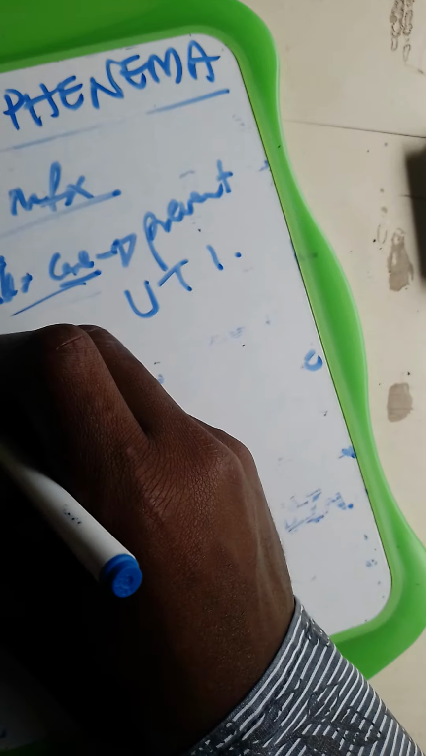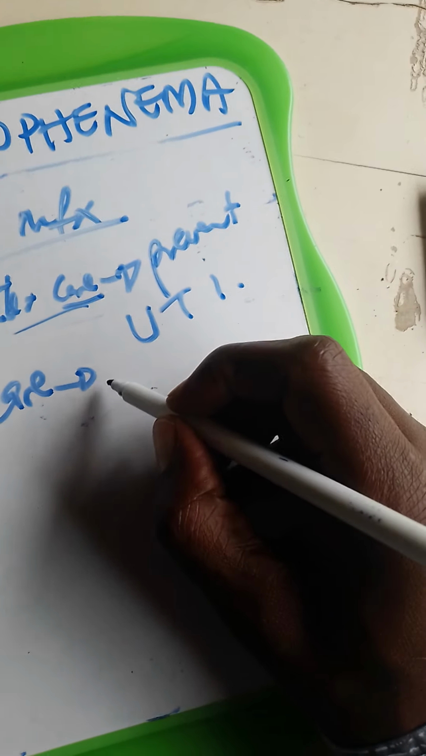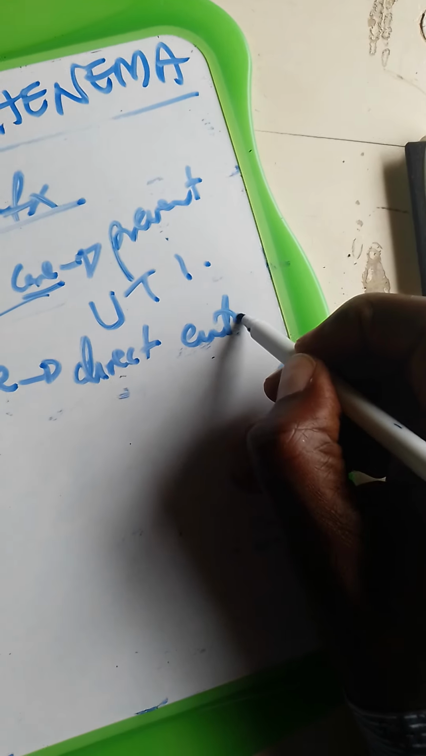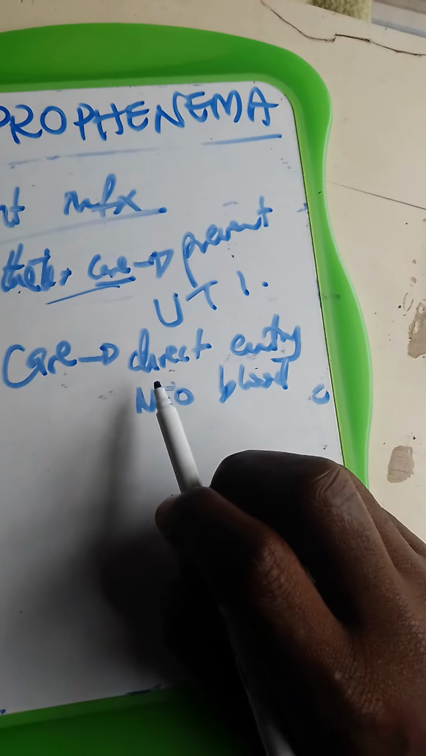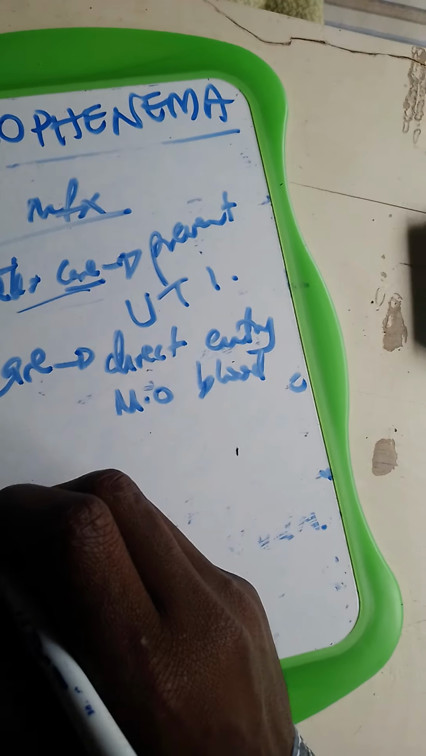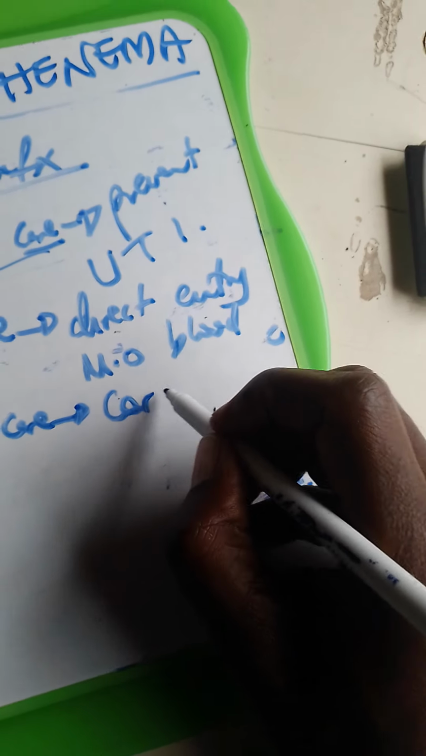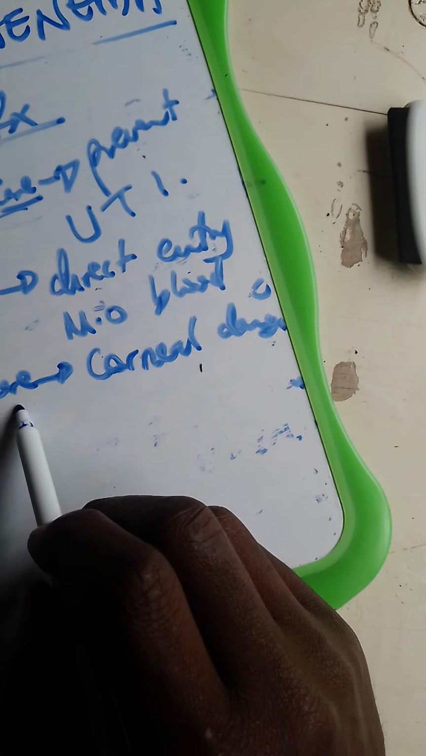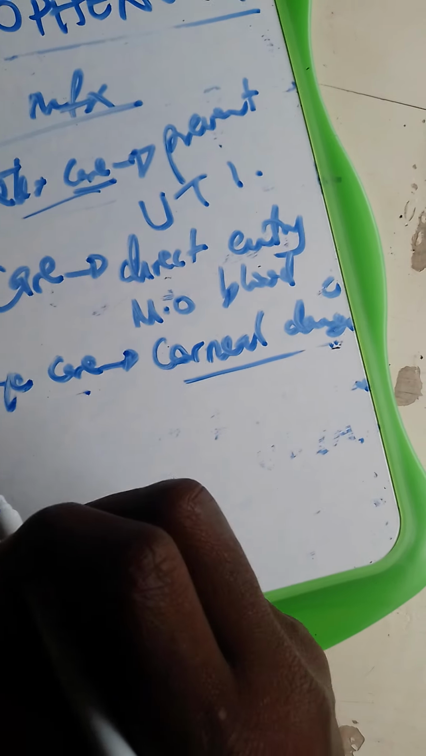Then what about when you do IV care? I will do IV care because I want to prevent direct entry of microorganisms into the bloodstream. What about eye care? For those patients who are very sick, you're going to do eye care because you're trying to prevent corneal damage. So I would do eye care to prevent corneal damage for those who are critically ill, who cannot blink.